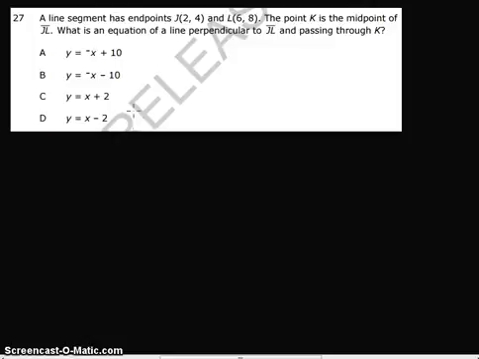27. A line segment has endpoints J, which is (2, 4), and L, (6, 8). The point K is the midpoint of JL. What is the equation of a line perpendicular to JL and passing through K? So we're looking for an equation of a line. That is our ultimate goal, finding an equation of a line, and that line needs to be perpendicular to the line JL.